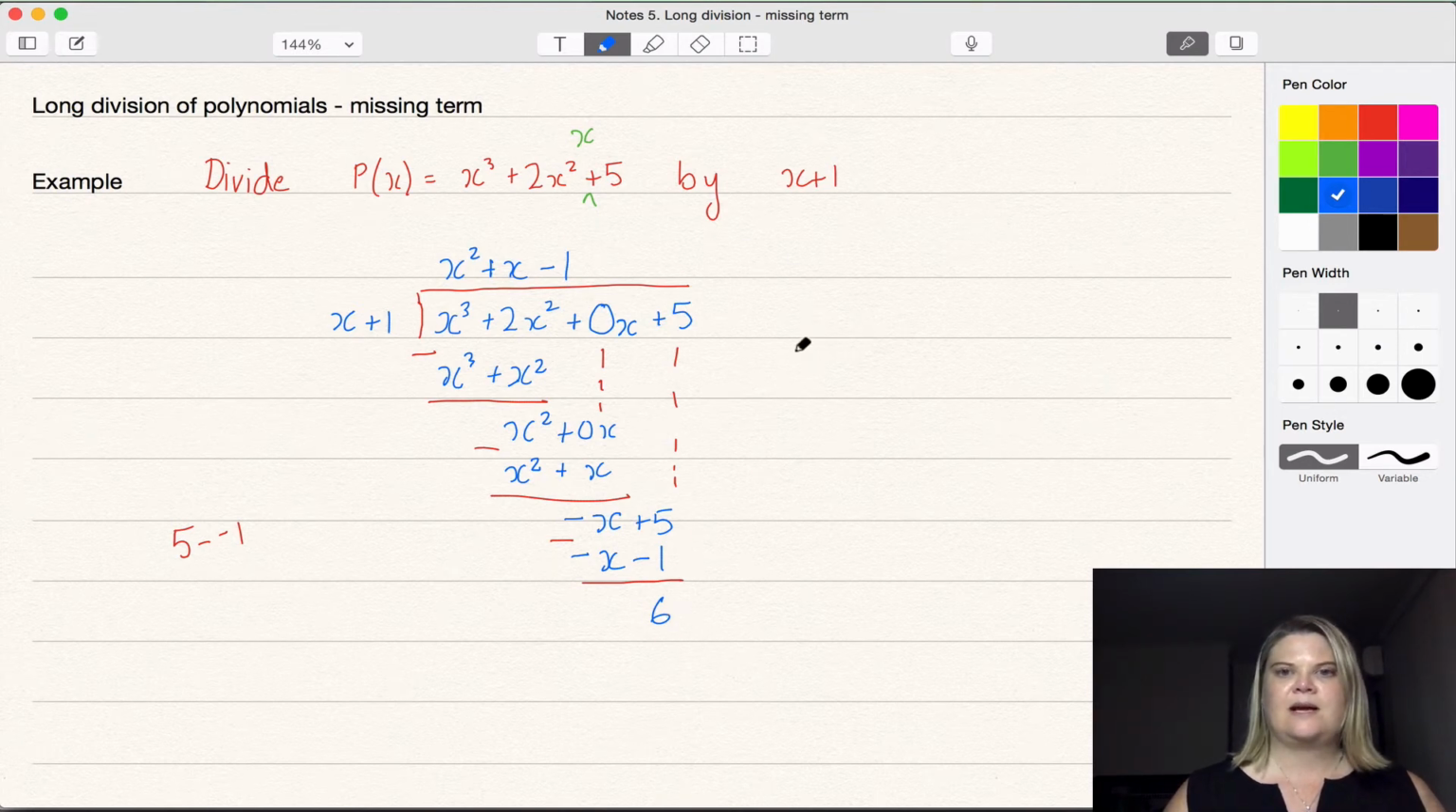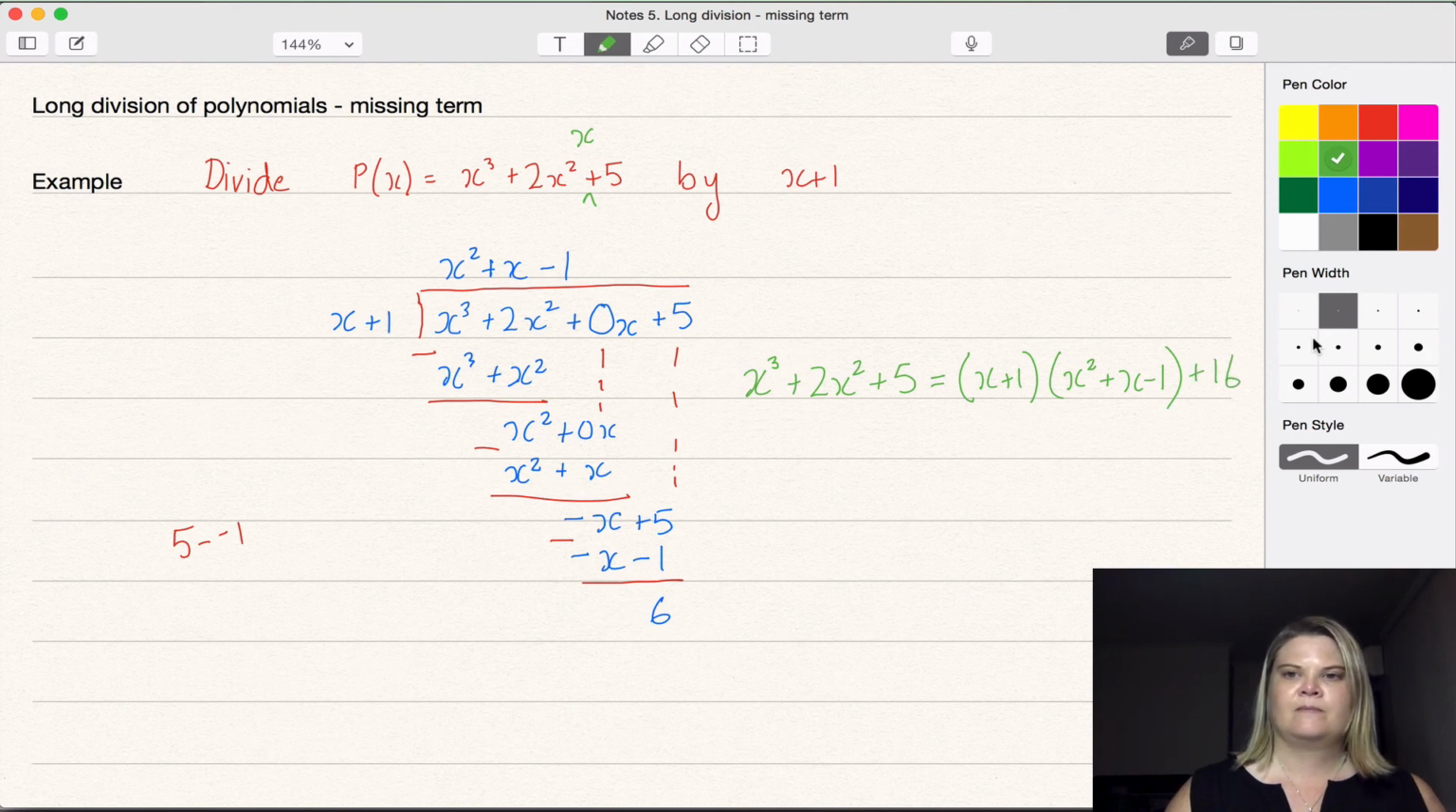So I'm going to write this one out for my final line in full. I might put it in green. x cubed plus 2x squared plus 5, you don't need to add the 0 term in there, equals, so I'm going to write it in factorized form. It equals the divisor times the quotient and then we need to plus the remainder on the end. And there we go, fully factorized.